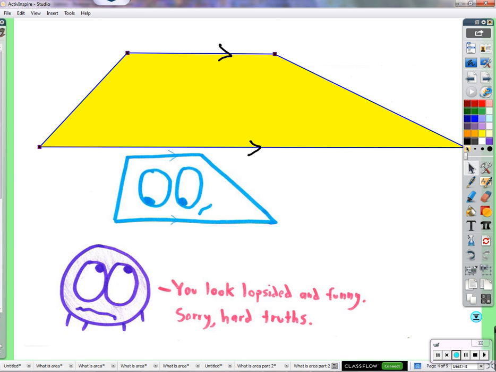Okay? So no sides have to be equal. Just two sides are parallel. That's all it takes to make a trapezoid. So that's what we have to work with today.